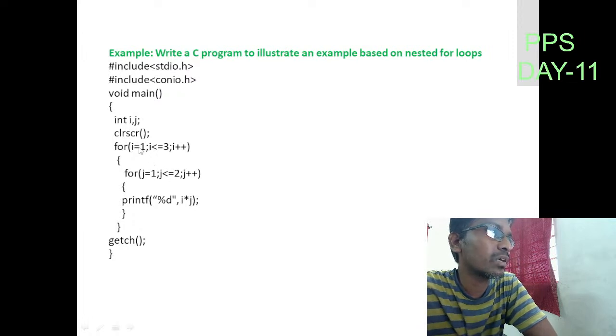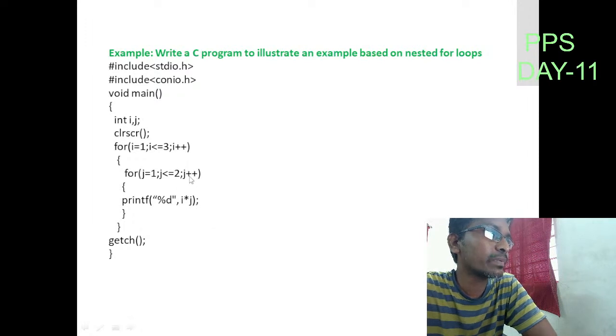So let us see here, i is equal to 1 and 1 less than or equal to 3. The i value is 1, so 1 less than or equal to 3, so it is true. If it is true, then it will enter into the inner block, and check the inner block statements. j is equal to 1 and j less than or equal to 2, that means 1 less than or equal to 2, as the j value is 1. So that is true. If it is true, then it will print i into j. That means i is equal to 1 and j is equal to 1, then we get 1 into 1, that is equal to 1.